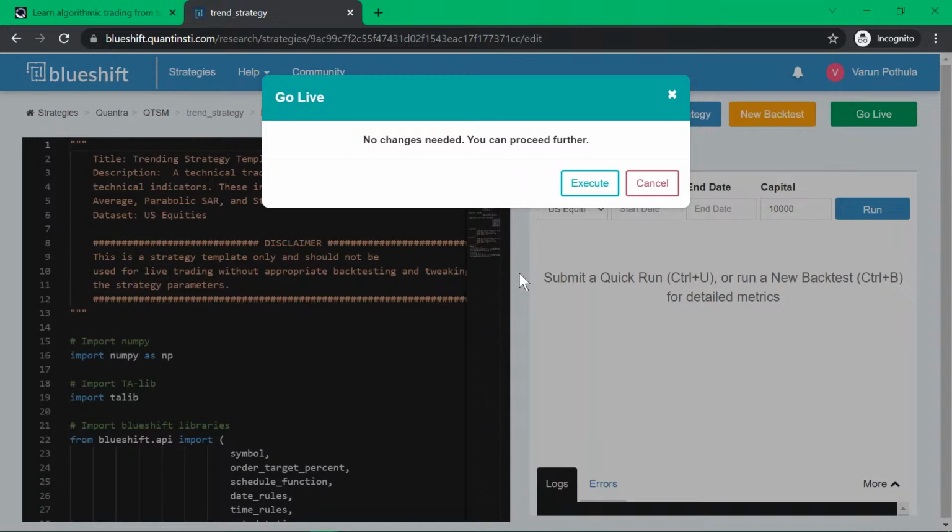Now we are done with the backward testing. The next step is forward testing, to see how exactly it is working in a real-time scenario. And once you are happy with the forward testing results, you can release it live with real capital. So let me click on execute.